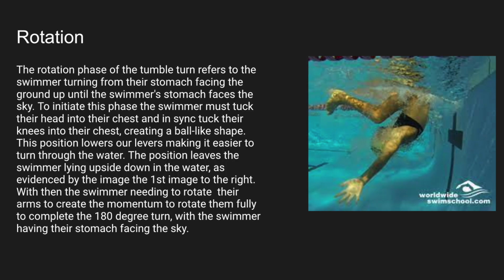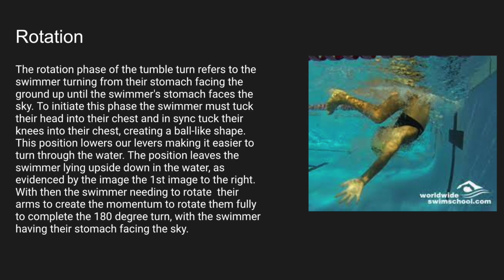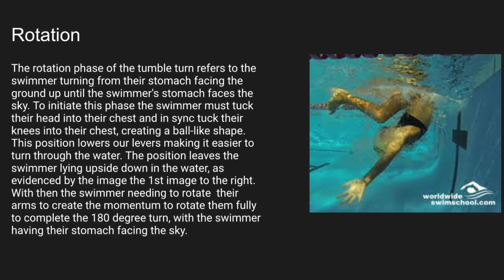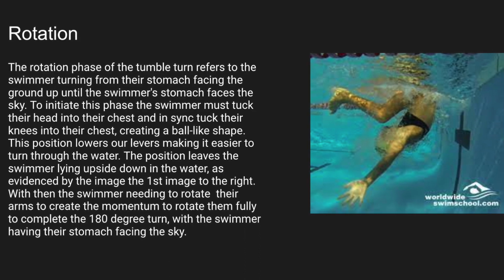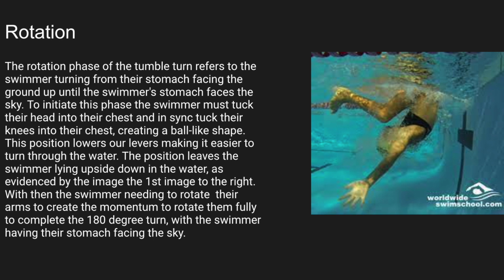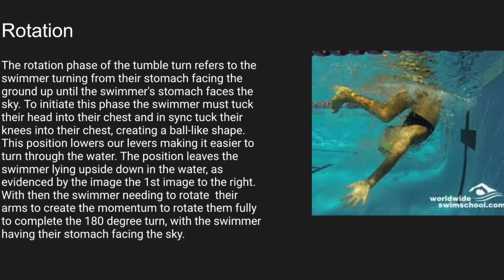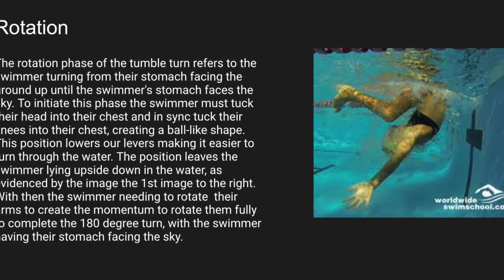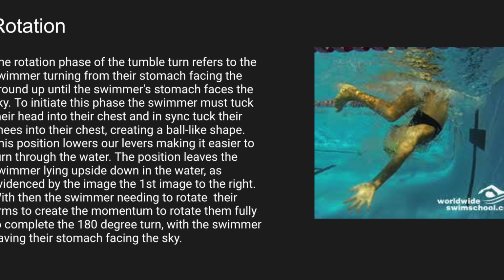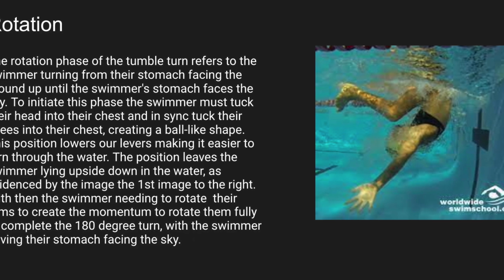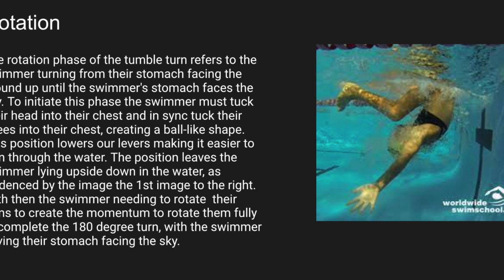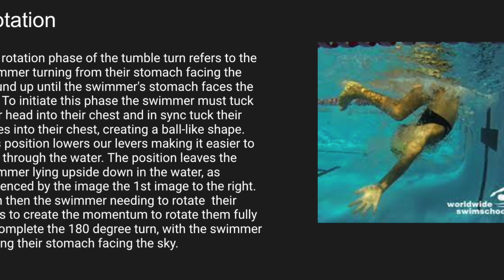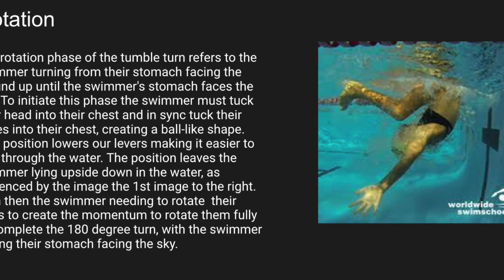Rotation. The rotation phase of the tumble turn refers to the swimmer turning from their stomach facing the ground up until the stomach faces the sky. To initiate this phase, the swimmer must tuck their head into their chest and in sync tuck their knees into their chest, creating a ball-like shape. This position lowers the swimmer's levers, making it easier to turn through the water. The position leaves the swimmer lying upside down in the water, as evidenced by the image first to the right, with the swimmer then needing to rotate their arms to create the momentum to rotate them fully to complete the 180-degree turn, with the swimmer having their stomach facing the sky.